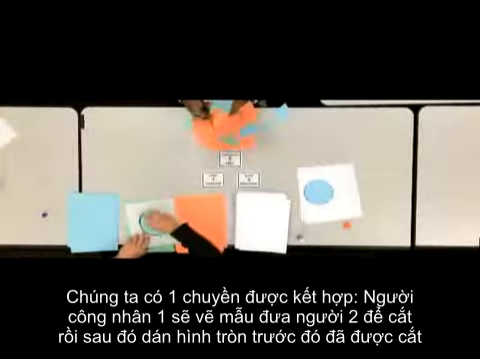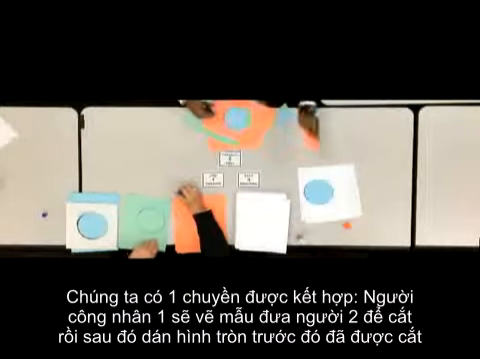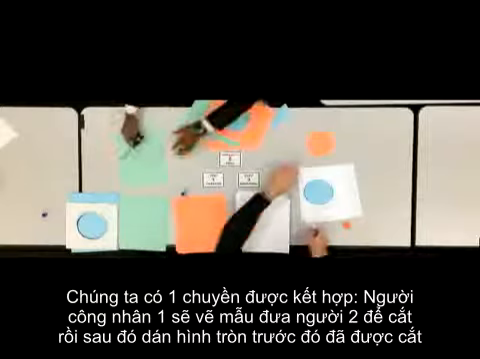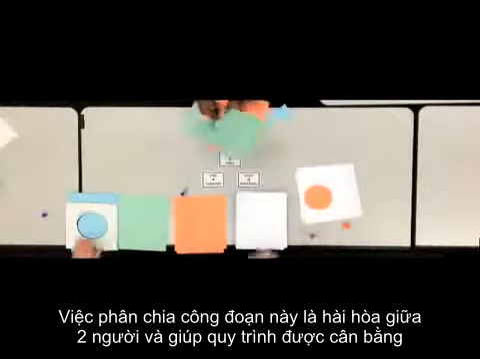Here we have our combined cell. The first operator is tracing, handing it to the second operator for cutting, and then adhering the previous circle. This balances the work content between the two operators.